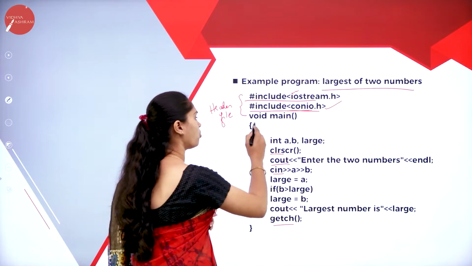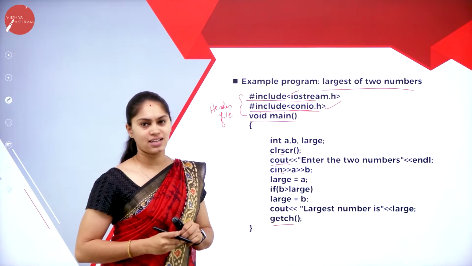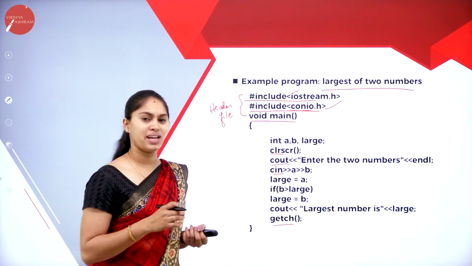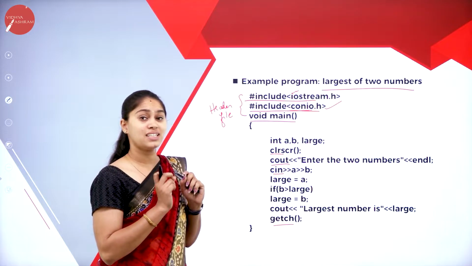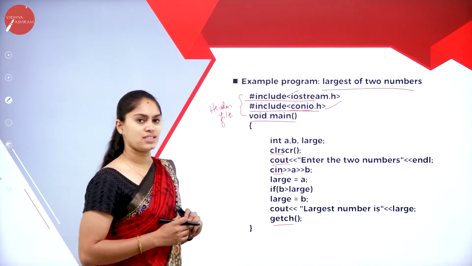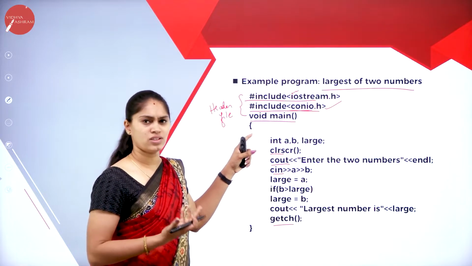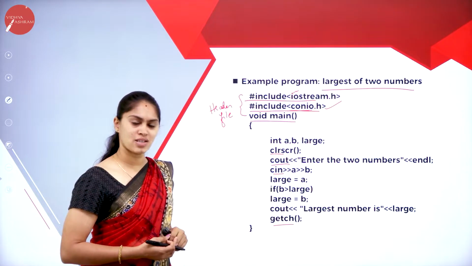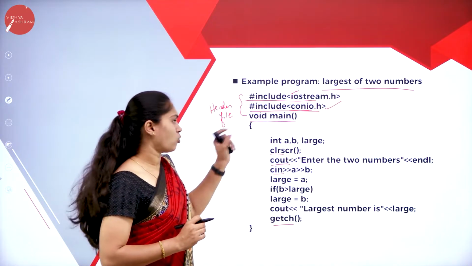Next, we have void main, where the actual execution of a program gets started. Main is the name of a function, the parenthesis indicate it is a function, and void is the return type, which represents the data type. It won't return anything. That's why we are using void main, where the actual execution of a program starts.